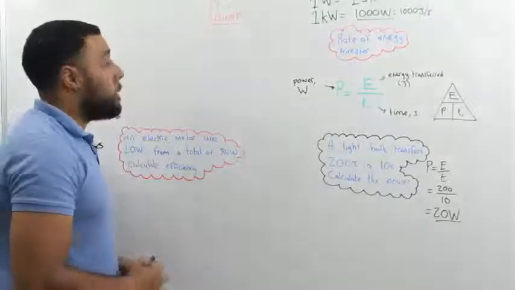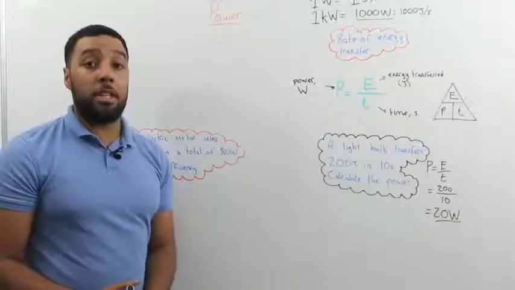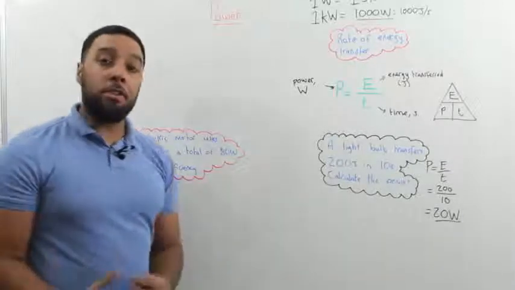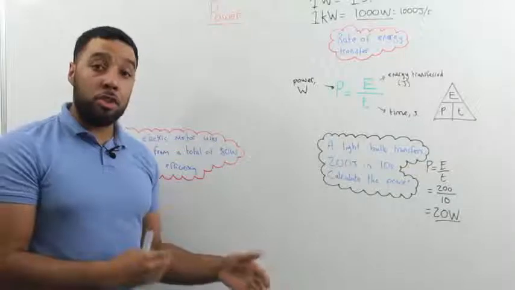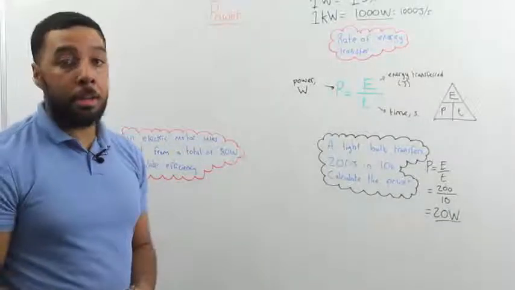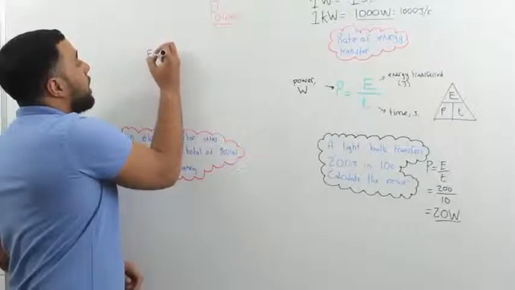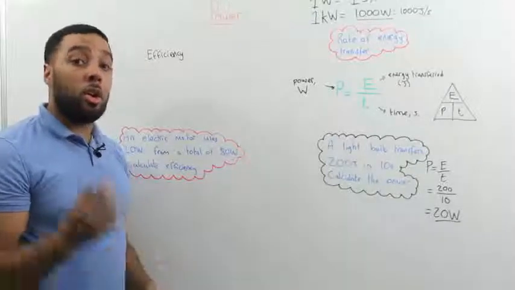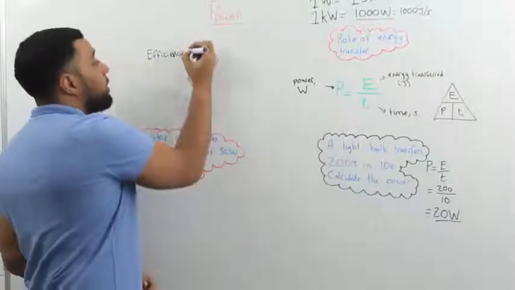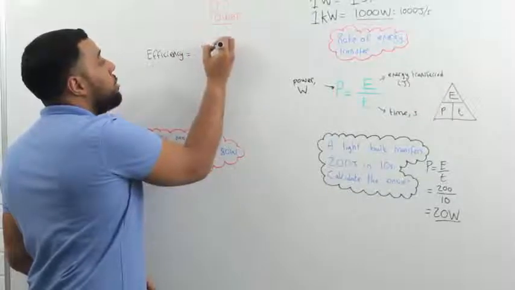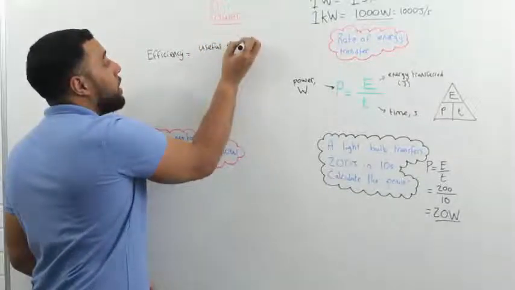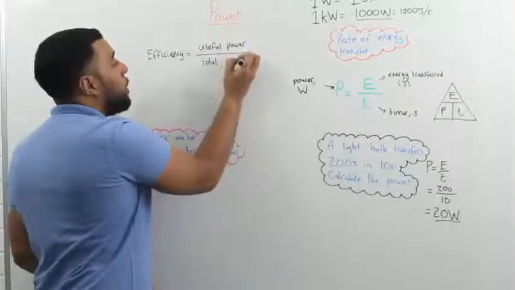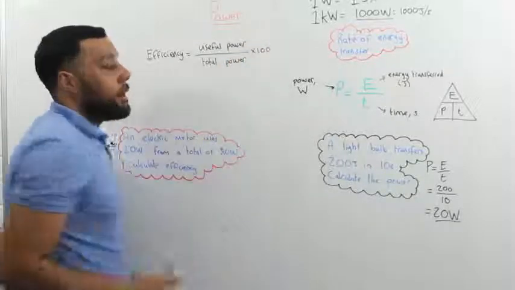Well, you could also be asked to calculate efficiency from power. How efficient is an appliance based on the power it's using usefully and the total power that was supplied? Well, if you remember, efficiency can be measured as a percentage or as a decimal. And what we would do is the useful power divided by the total power. And again, we can just multiply that by 100.